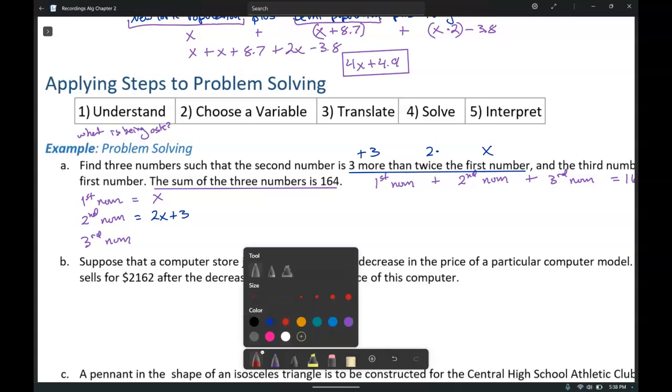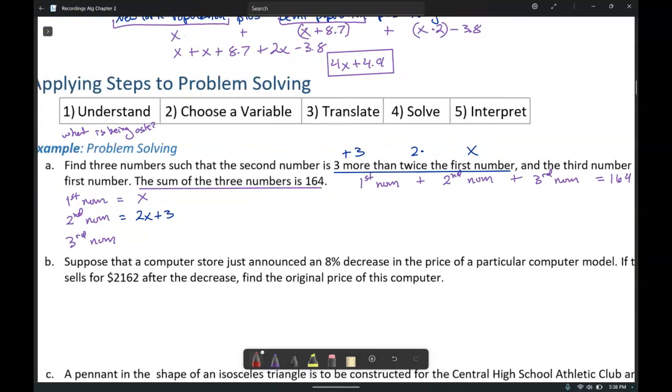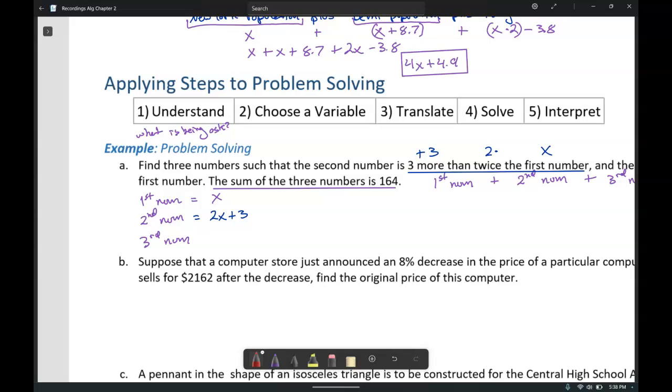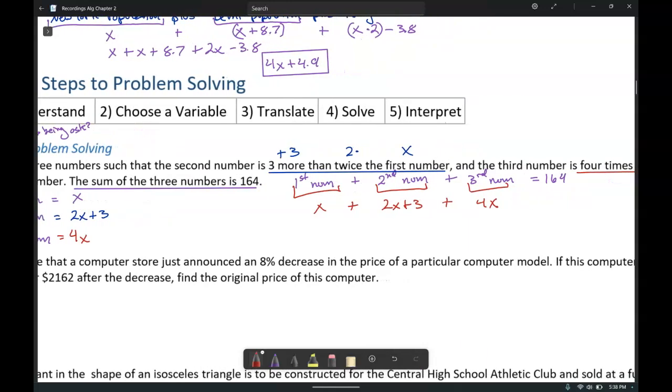And then lastly, we'll look at our third number. The third number is 4 times the first. That's pretty simple. It's just 4 times our first number. So now that we know what our numbers are represented by, we can go ahead and finish filling out our equation. The first number is x, the second number is 2x plus 3, the third number is 4x, and their sum has to equal 164.